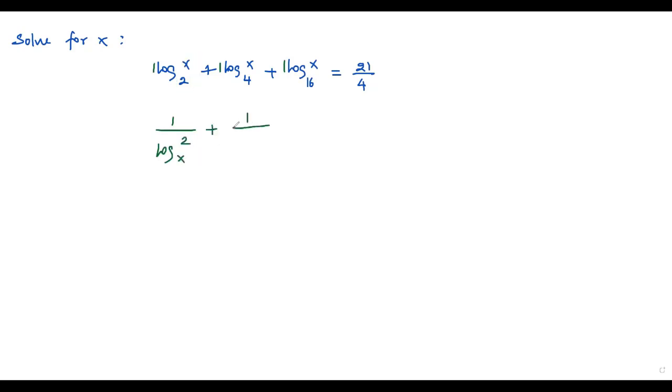Positive, the same thing I'll do over here. I'm moving this log x to the base 4 to the denominator, then I'll be getting log 4 to the base x, positive 1 over log 16 to the base x equals 21 over 4.